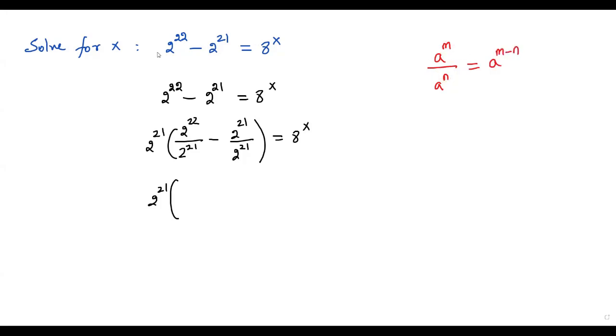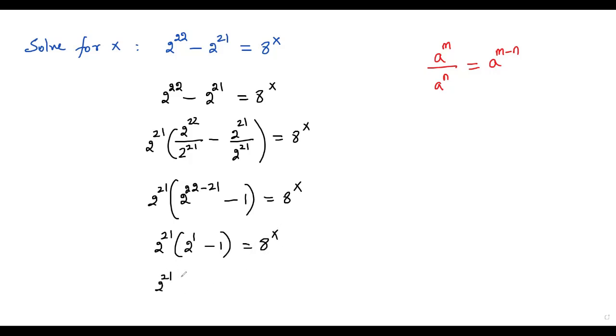Now I'm going to apply this rule here. Because we have the same base in the numerator and denominator, we can take the base once and subtract the exponents. Then I'm getting 22 minus 21. In the second fraction, the numerator and the denominator are the same, and whenever I divide two same values, the result is 1. So 2 to the power of just 1, because when I subtract 21 from 22, I'm just getting 1. So 2 to the first power minus 1 equals 8 to the x power.